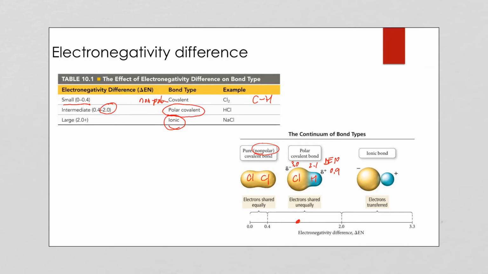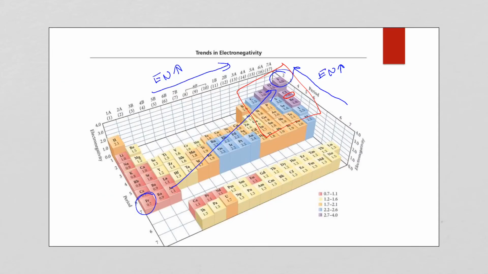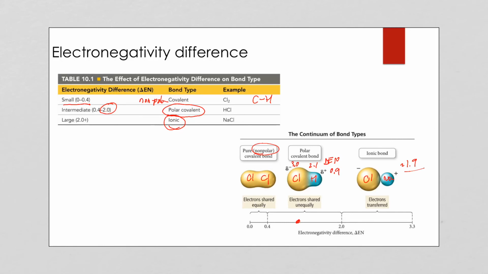Now, you get something like NaCl, where you get a difference of about 1.9. So you have 0.9 and 3, so actually you get a difference of 2.1 there. So you get well into that ionic part of the spectrum.